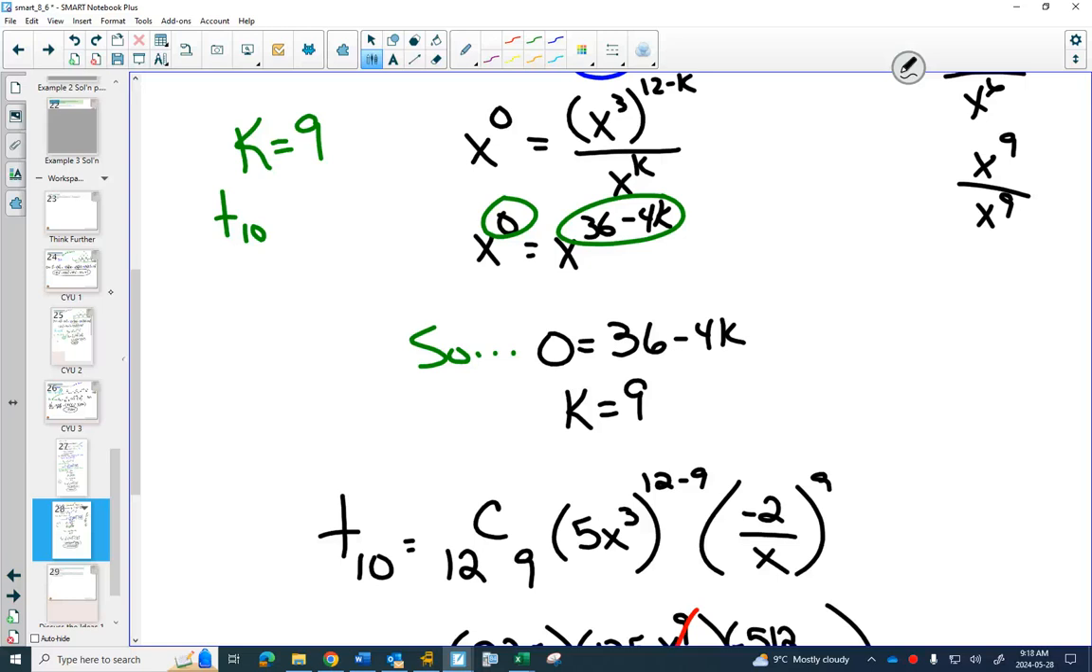Okay, questions for practice? Circle number 9.